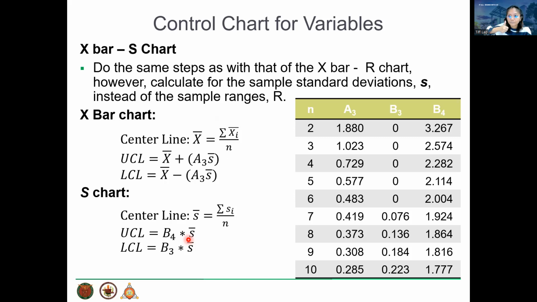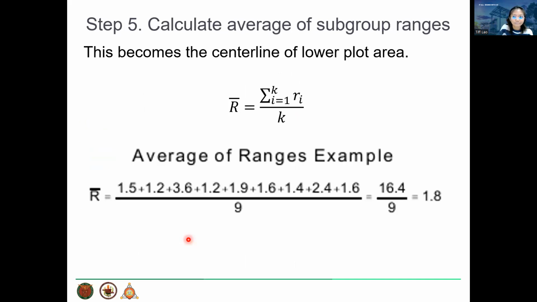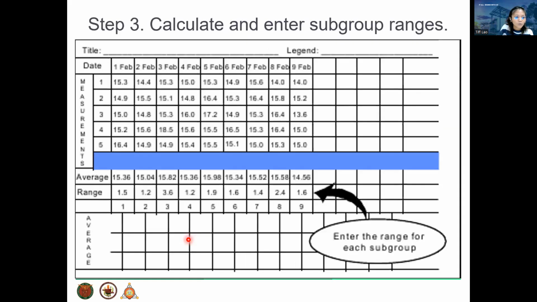Klaro ba yan? Ayun. So, kung kanina, range yung nandito, ang kukunin mo dyan ay sample standard deviation. Okay? Ng each subgroup. Tapos, after getting the sample standard deviation for each subgroup, you're going to get the mean standard deviation. Gets? Yun lang yung difference nila.